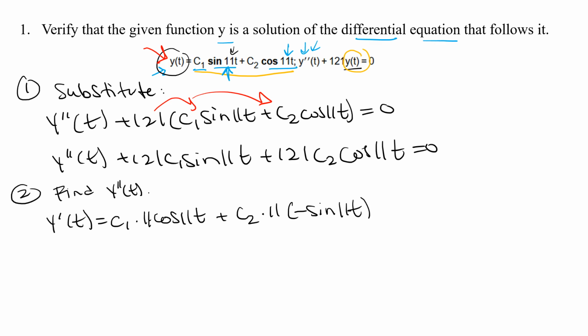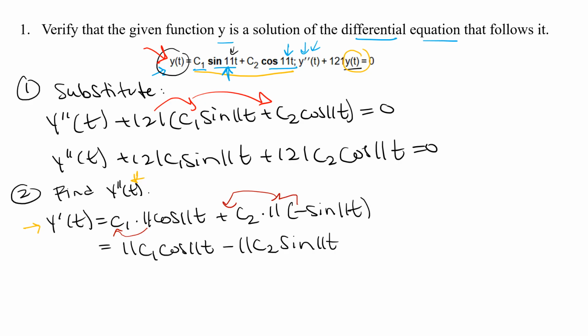All right, so if we distribute all of this and rewrite it a little bit, I'm going to bring my 11 in front here, bring my minus and my 11 in front here. So we'll get 11 c sub 1 of cosine 11t minus 11 c2 of sine 11t. Okay, so that is our first derivative. But remember, we're trying to find the second derivative. Okay, so that means we've got to find the derivative of the derivative. Okay, all right, so pretty much the same idea.